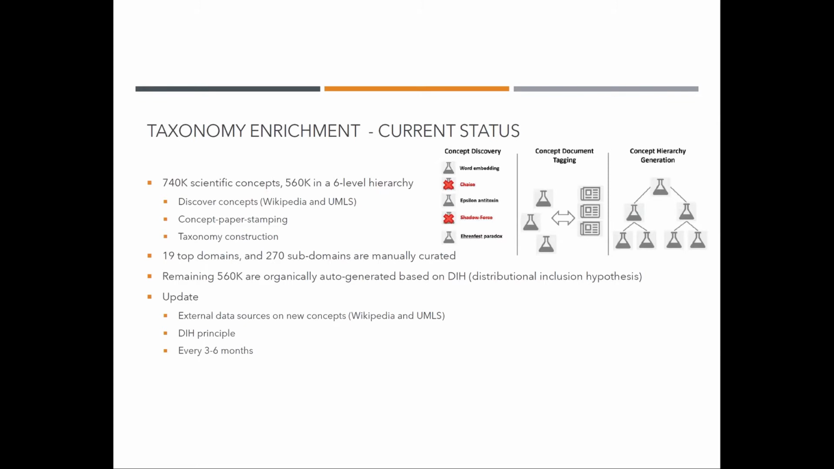As of now, we have in total 740K concepts. About 75% of them are organized in a 6-level hierarchy. The top 2 levels are manually curated, cross-referencing a couple of existing scientific classification schemes, and the remaining 500 plus K are all automatically generated based on the distributional inclusion hypothesis, or sometimes we call it the subsumption rules.